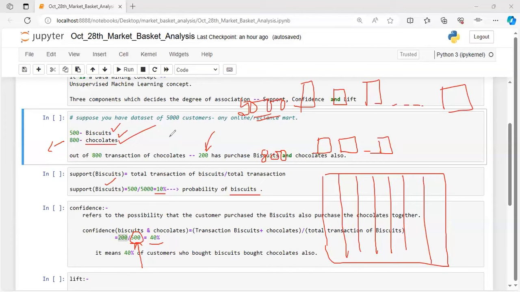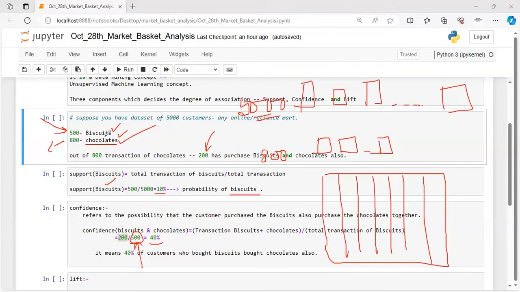He's saying, why don't you increase my business? I will give you some more discount. Then you are finding the association of chocolate with any of the products. So you have taken one example of biscuit. You have calculated, okay, take the example of biscuits, 500 biscuits, and 800 chocolates. See here, purchase 500 biscuits. The 200 chocolates invoices are together, 40%.